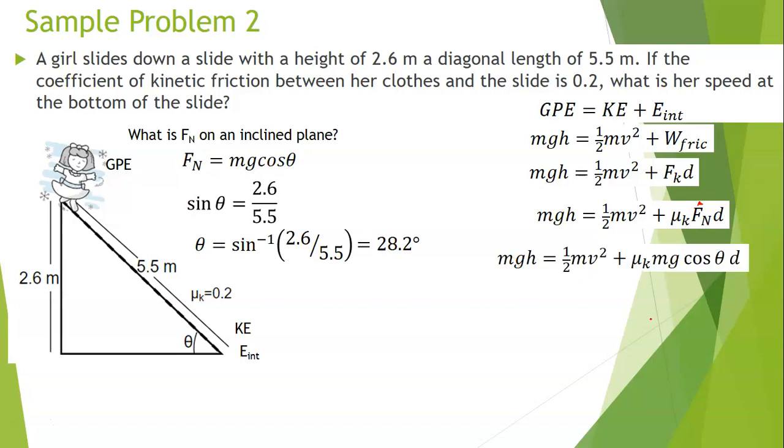So our final little formula that we have here before we can plug in numbers is mgh equals 1/2 mv squared plus mu k mg cosine theta d. So notice that this is convenient. All of the masses cancel. And now we can go ahead and plug in our numbers. So g is 9.8, h is 2.6, v is what we're looking for, mu k is 0.2, g is 9.8. The cosine of the angle, we want to plug in 28.2 for the angle, and d is 5.5.